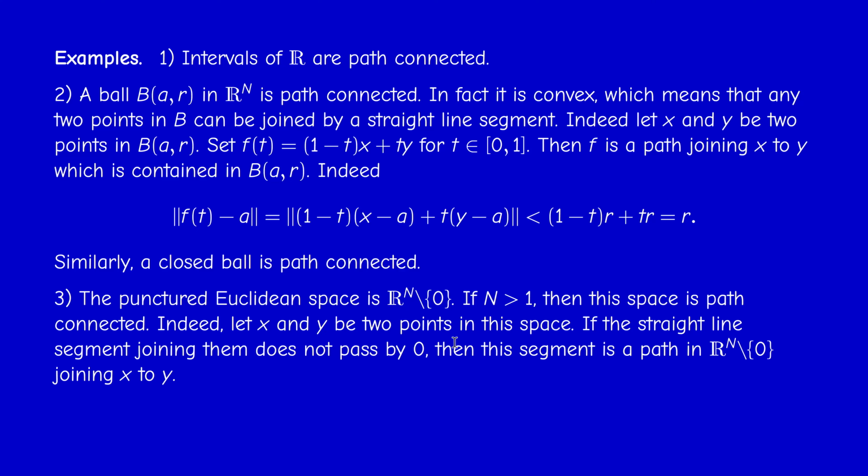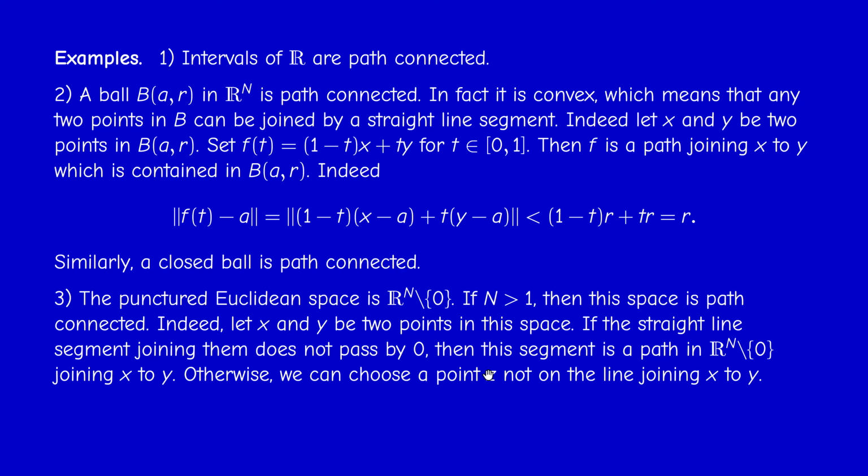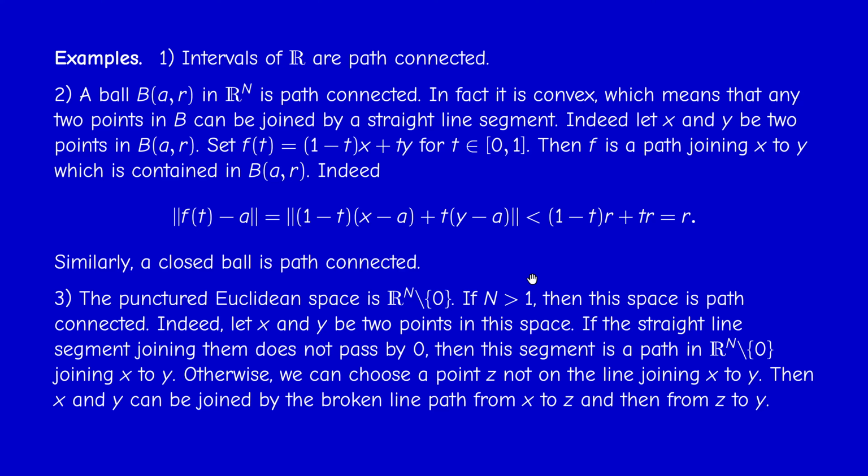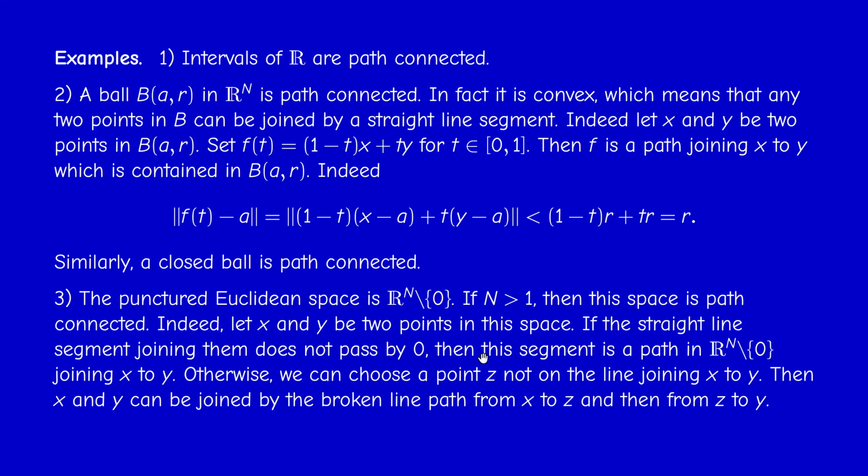Now, if x, y, and 0 are on the same line, we can bypass 0 by choosing a point z not on this line, so it's different from 0. And we can go from x to y through z by what we call a broken line path or a polygonal path. Okay, so please draw a figure to understand what I'm saying. So in both cases, we have a path joining 2 points x and y in Rn without 0.